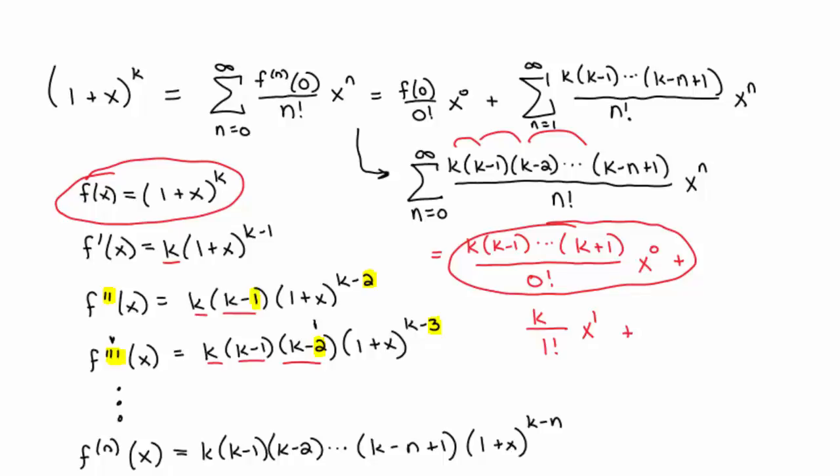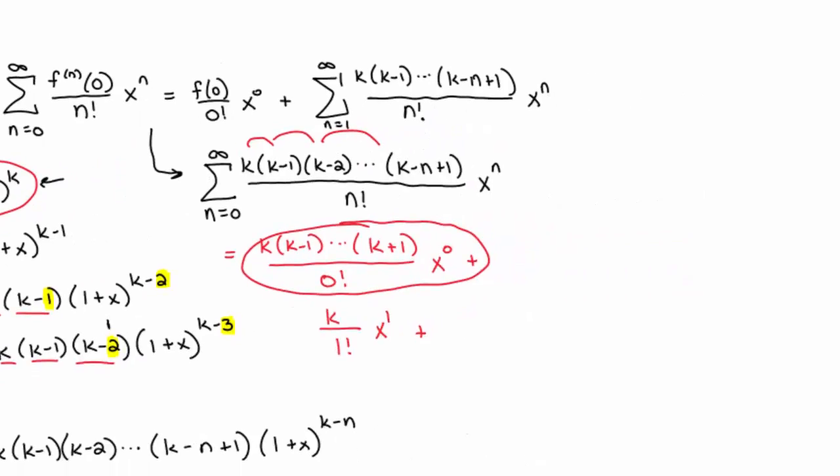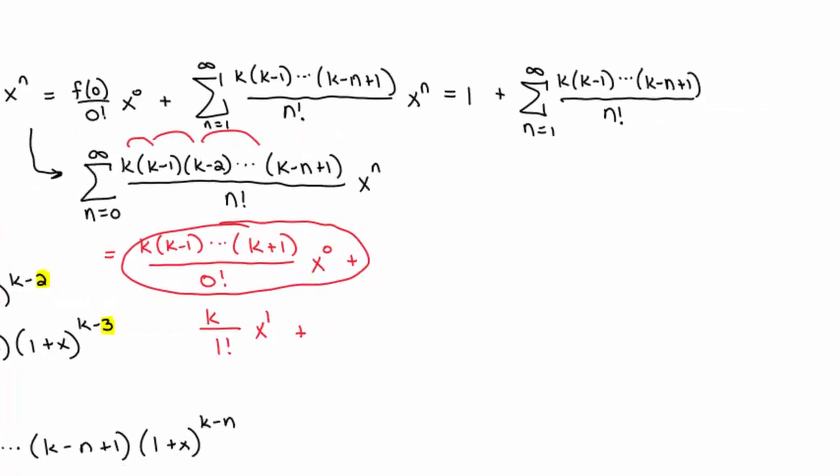Okay, all I need to do here is find out what f of 0 is, but f of 0, if you could see this circled piece right there, plug in 0, it's 1. So this is actually 1 plus the summation n equals 1 to infinity of k times k minus 1 all the way down the line, to k minus n plus 1. And trust me, it'll save you just a ton of frustration if you remember this formula more than the formula you might see in your textbook.